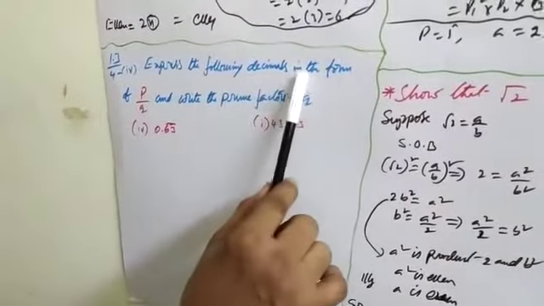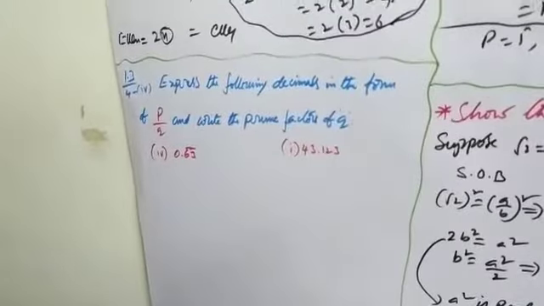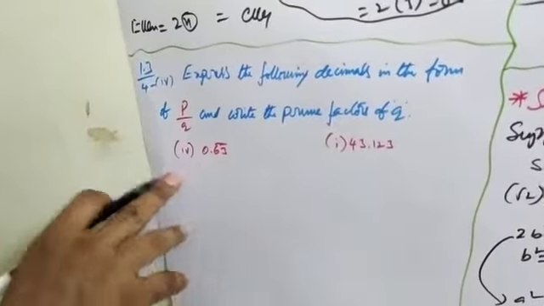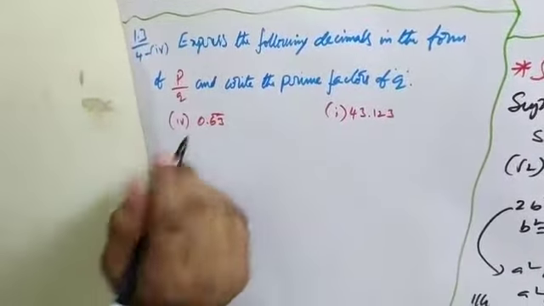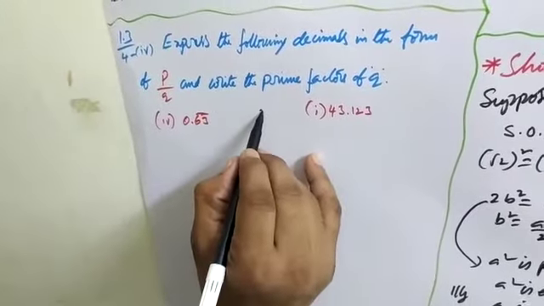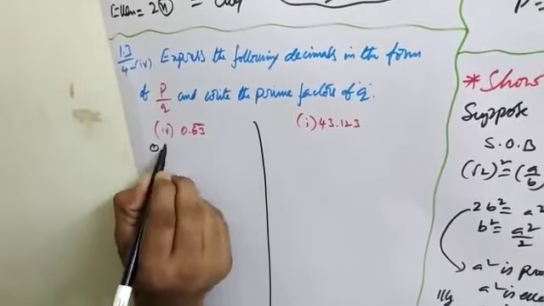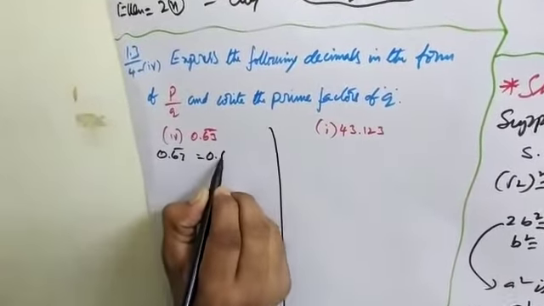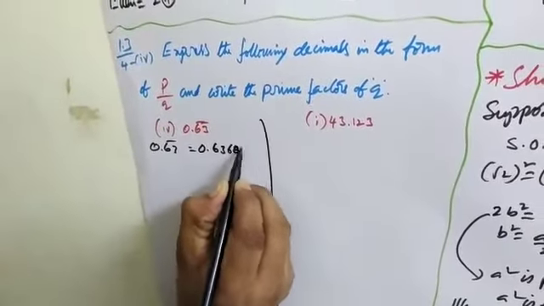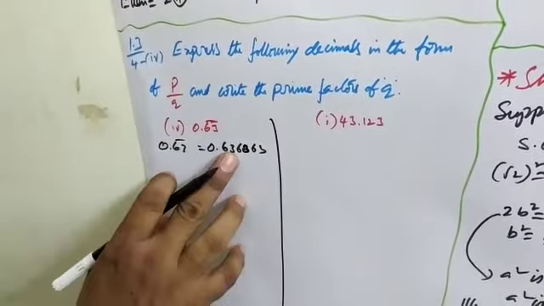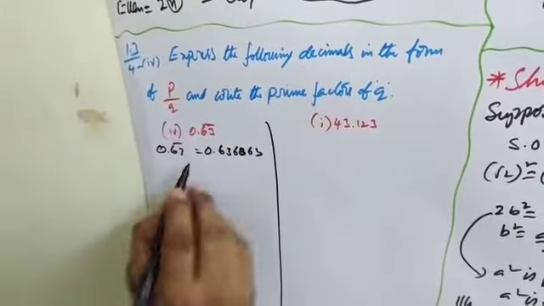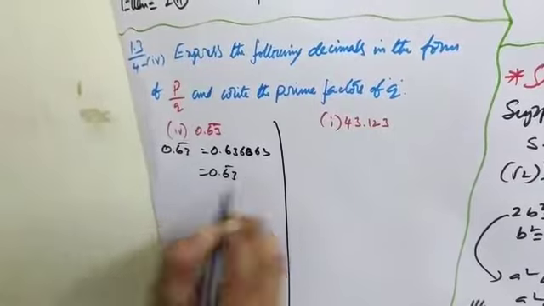1.3 Express the following decimals in the form of p by q. The decimal form is converted into a rational number. Now the decimal is converted into a rational number like this. 0.63 bar. What is the meaning of 0.63 bar? It means 0.63 repeated, as many times as the 63 repeats. The shortest form is 0.63.